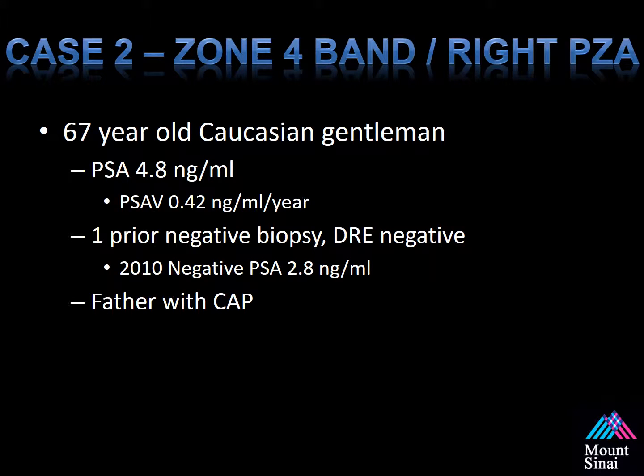Case number 2 is a 67-year-old Caucasian gentleman who had a prior negative biopsy, and his DRE was negative at that time. He was referred to us when his PSA increased to 4.8. His PSA velocity is within normal limits. He does have a strong family history. Again, look at the top of the screen. Zone 4 is a band in the right peripheral zone anterior.